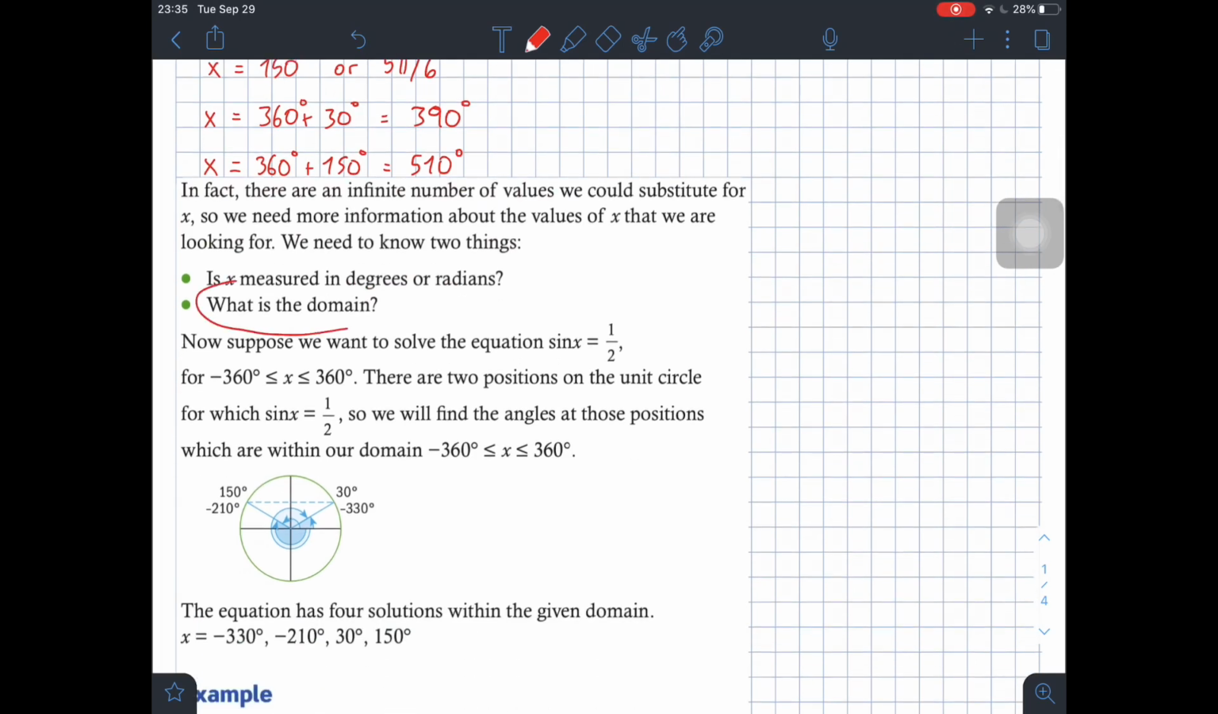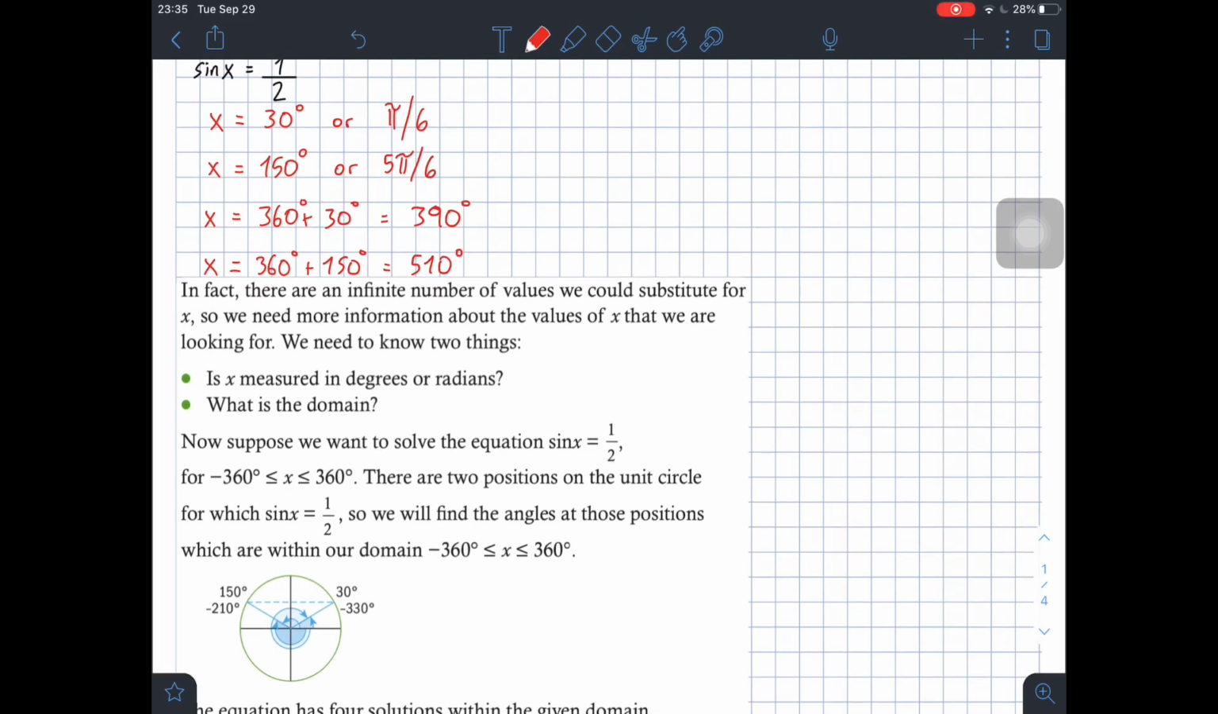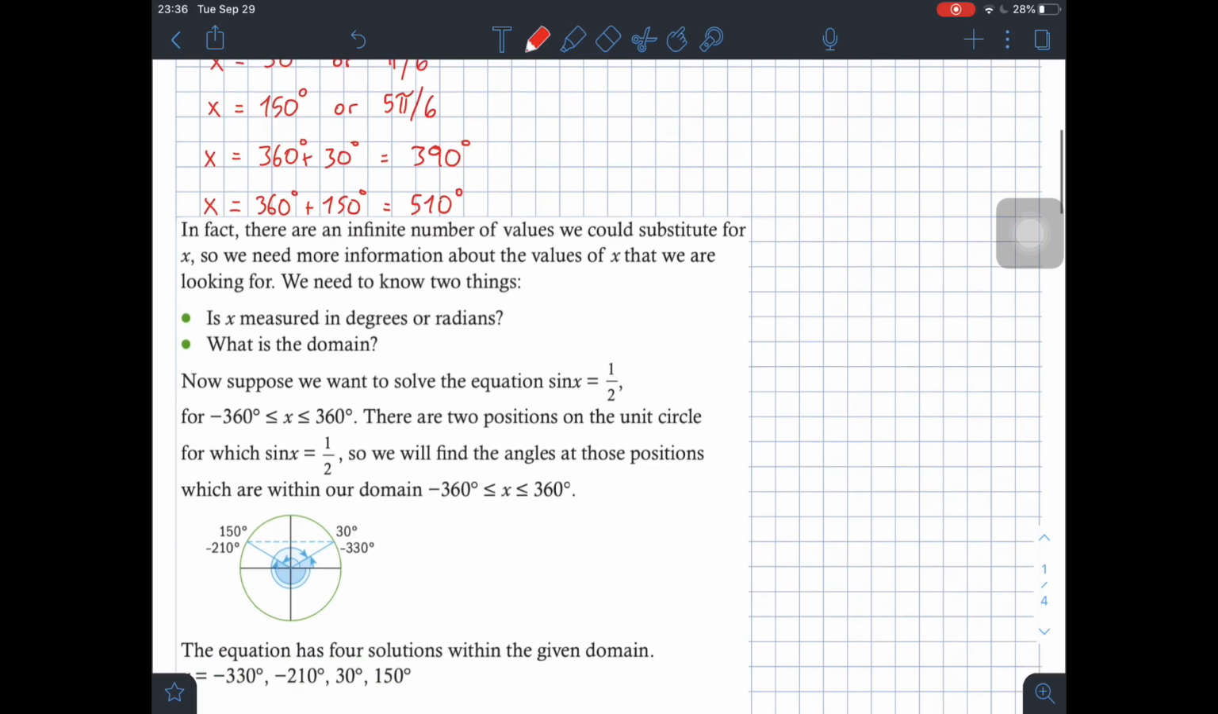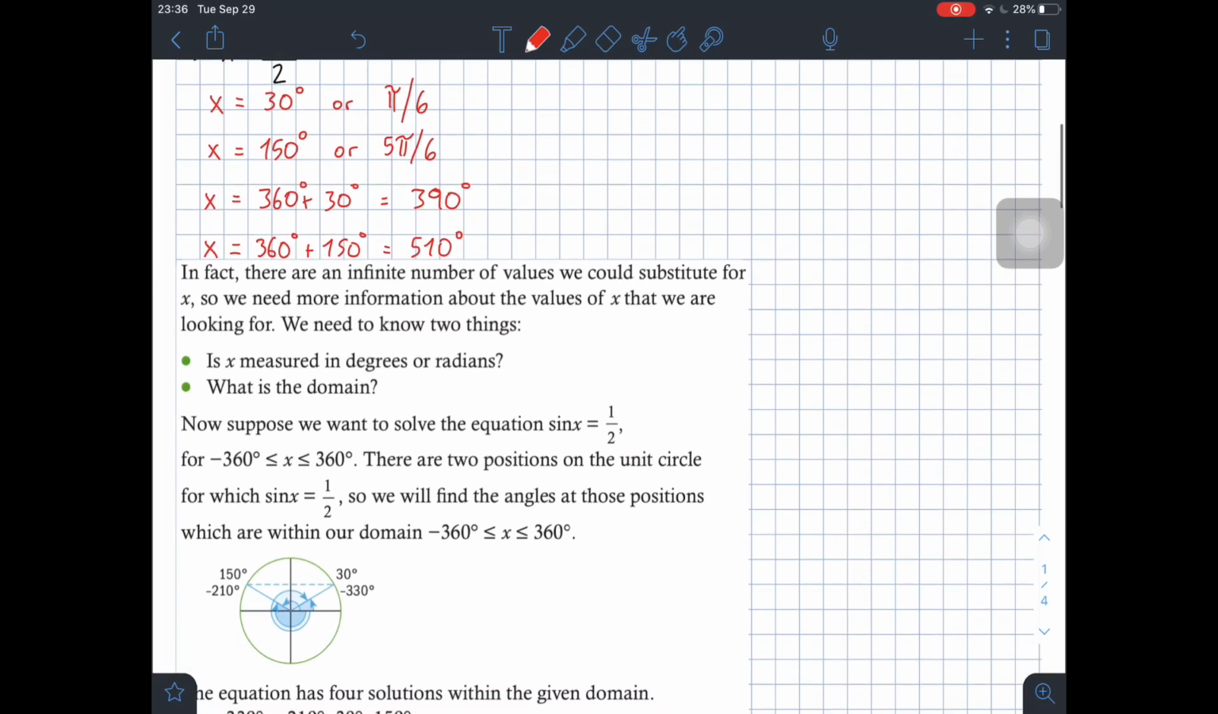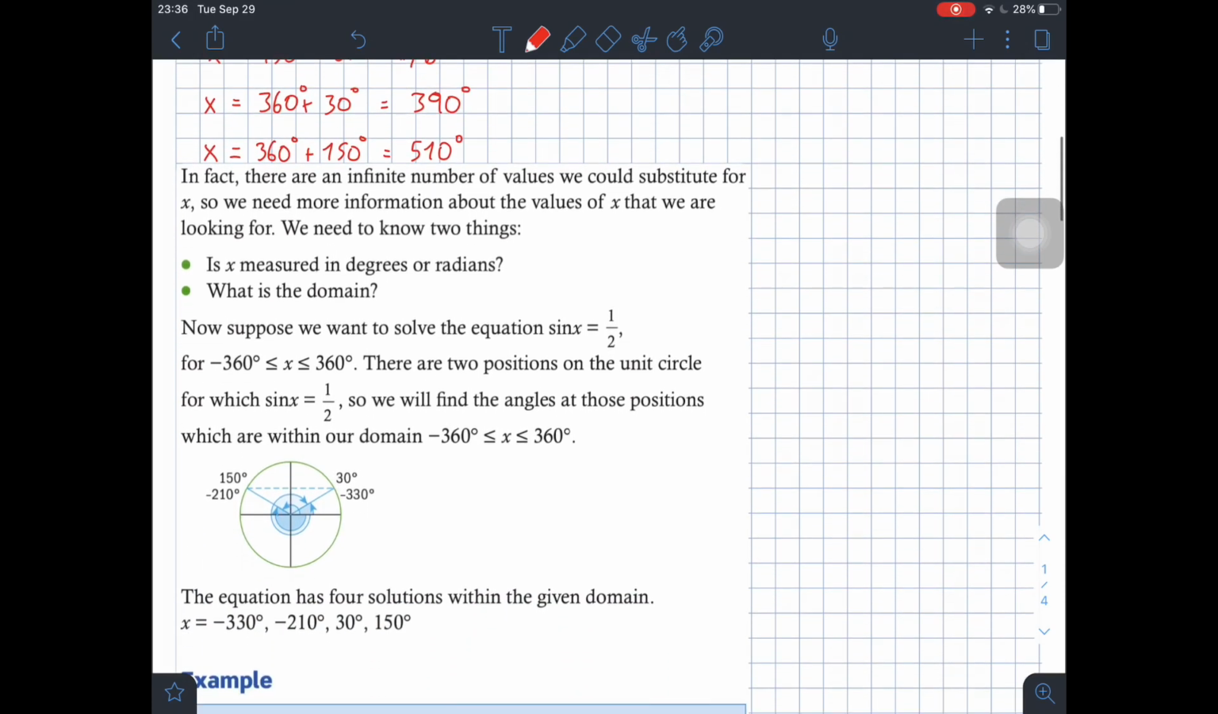And number two, and the most important, what is the domain? The domain would give us the restricted interval for which we would have 1, 2, 3, or maybe 4 or more answers. According to the domain that we're given, we should determine how many answers we would have. Okay, in this particular example, we didn't have any restricted domain. That's why we have infinite solutions, right? But we're going to see later on in exercises that we're given a restricted domain that we need to respect.